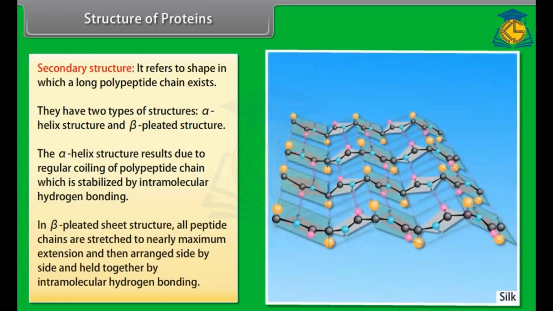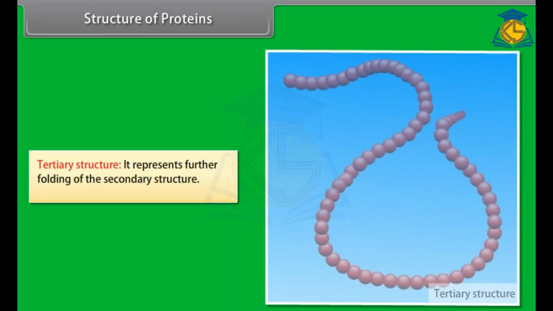In beta-pleated sheet structure, all peptide chains are stretched to nearly maximum extension and then arranged side by side and held together by intramolecular hydrogen bonding. For example, silk. Tertiary structure. It represents further folding of the secondary structure.